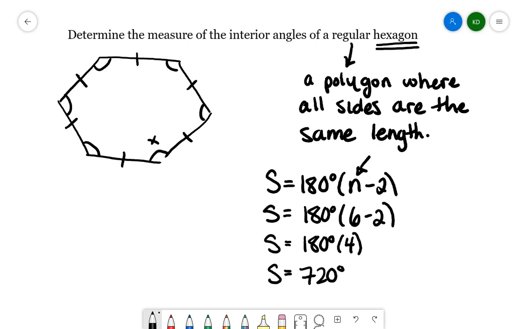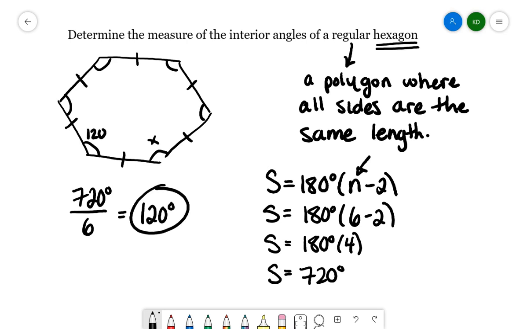Since all of these interior angles are the same, I'm going to take the sum and divide it by how many angles I have. Because a hexagon has 6 sides, it also has 6 interior angles, and what we'll do is divide that by 6. And what we'll get there is 120 degrees. So each individual angle is 120 degrees.